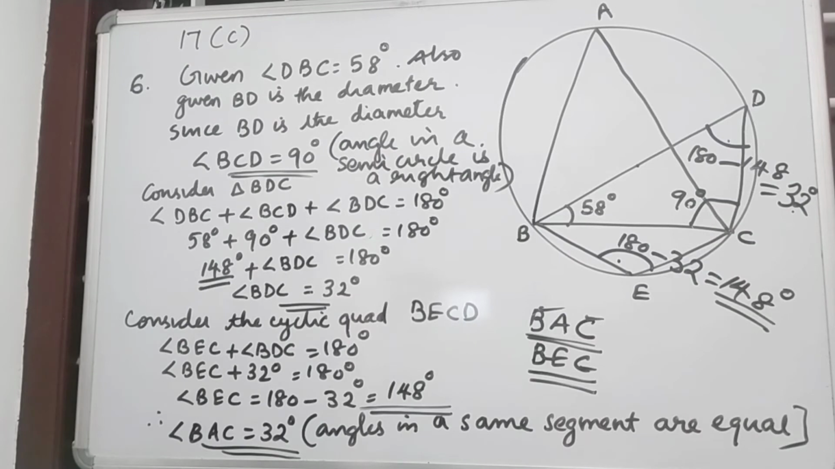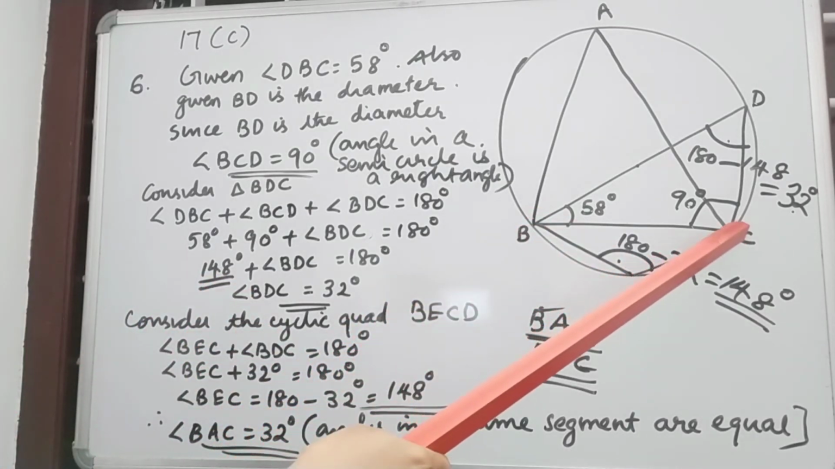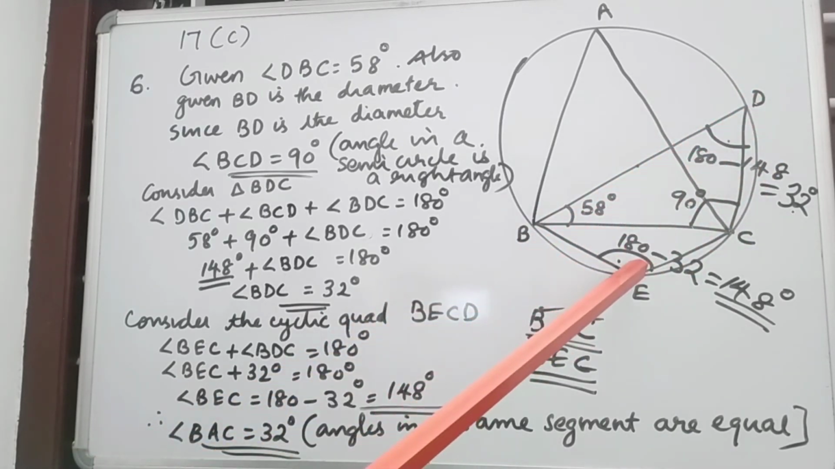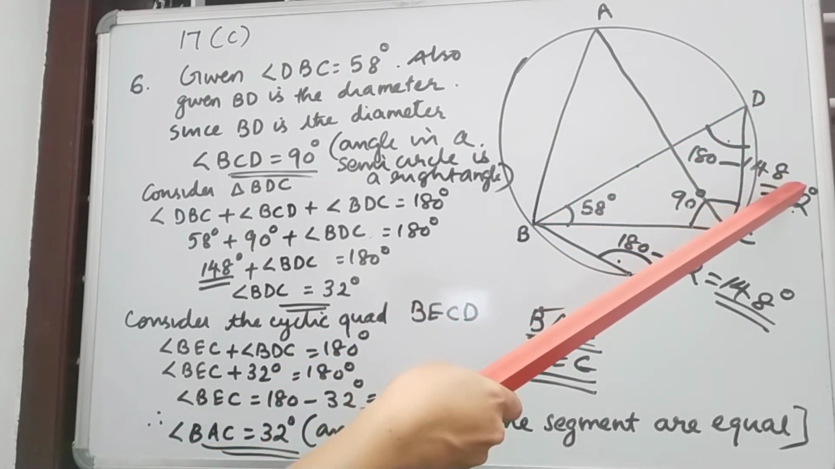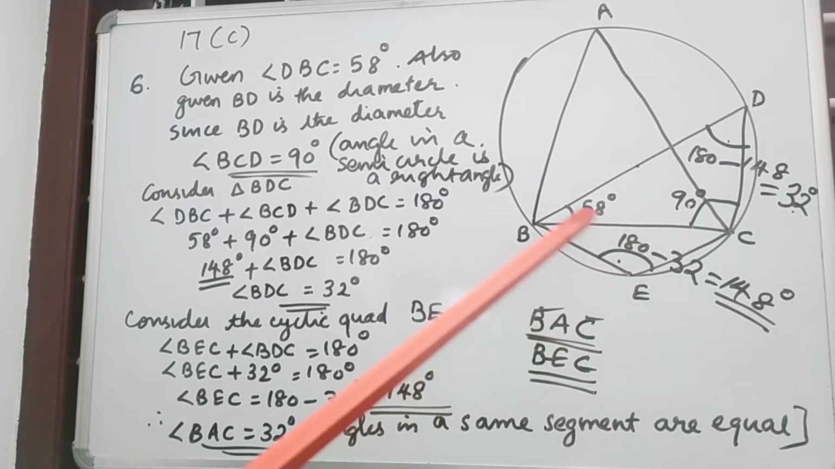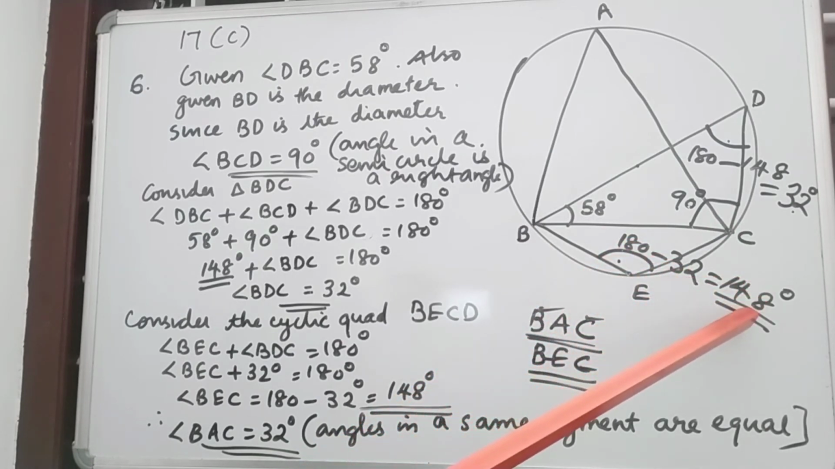Consider the cyclic quadrilateral BECD. Opposite angles of a cyclic quadrilateral are supplementary. So angle BEC plus angle BDC, these two angles will be 180 degree. Now we got this angle as 32 degree. So BEC will be 180 minus 32, which is equal to 148. That is BEC is equal to 148. That is our second part.